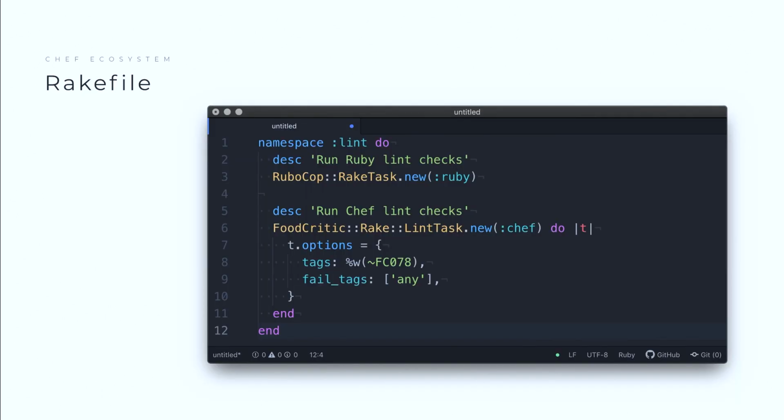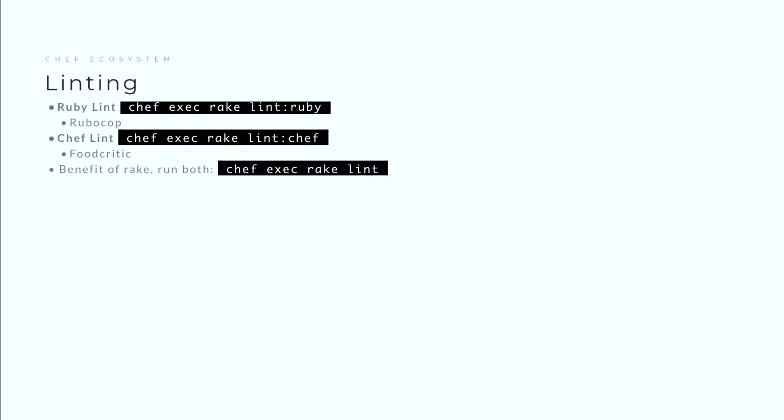So here's a small snippet of a Rakefile, for example. What we're doing inside of here is defining these different linting tasks that we want to do. Under the namespace lint, we're going to do a Ruby lint, which we can see calls the Rubocop rake task. Under the next one, there's a chef lint, and from that we call Foodcritic for the rake and the lint task. All of that will present itself in CLI form. So we can say chef exec rake lint ruby, or just call the lint task in and of itself, which will then run both tasks in order.